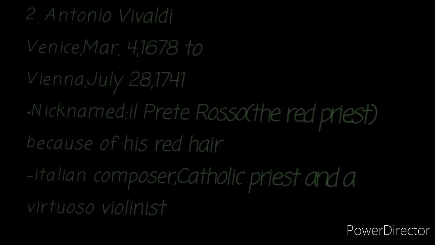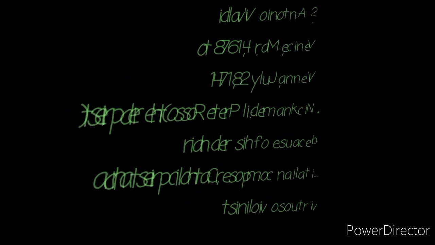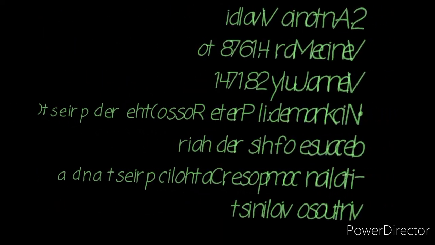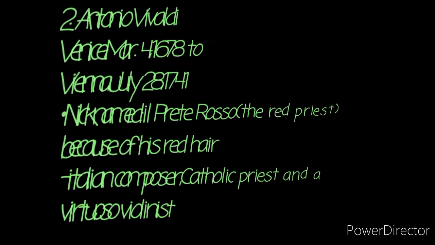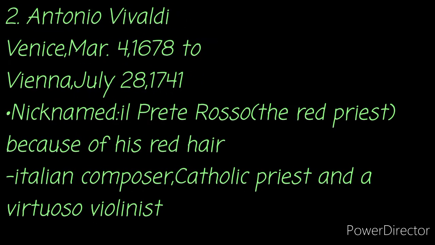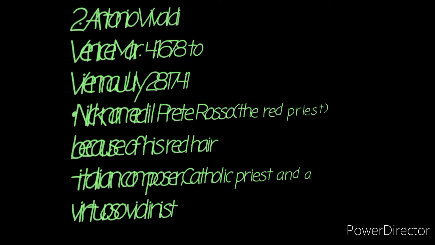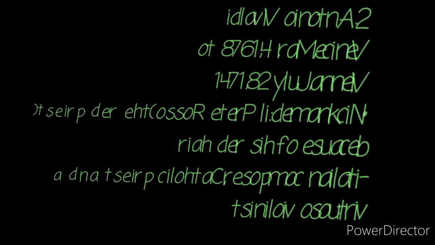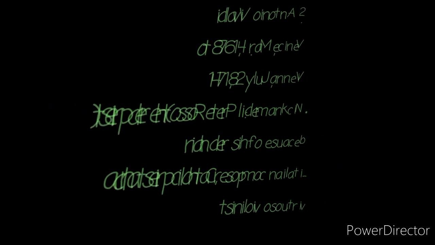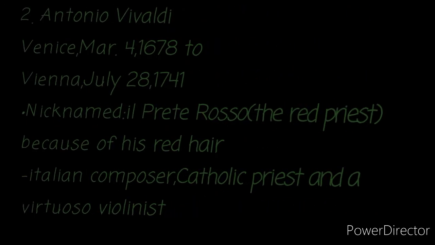Number 2 is Antonio Vivaldi. Born in Venice, March 4, 1678, and died in Vienna, July 28, 1741. Antonio Lucio Vivaldi, nicknamed Il Prete Rosso, or the Red Priest, because of his red hair, was an Italian Baroque composer, Catholic priest, and virtuoso violinist.